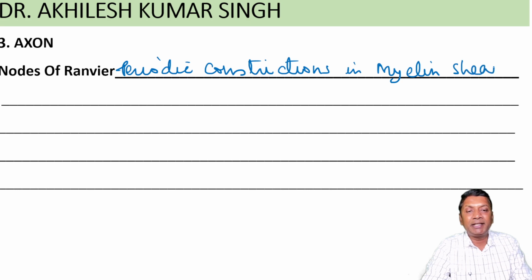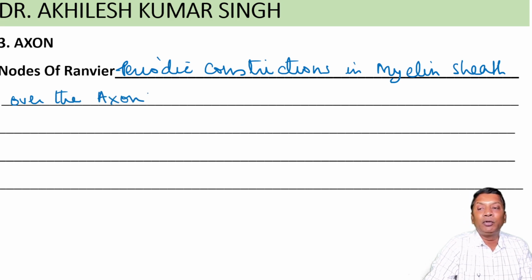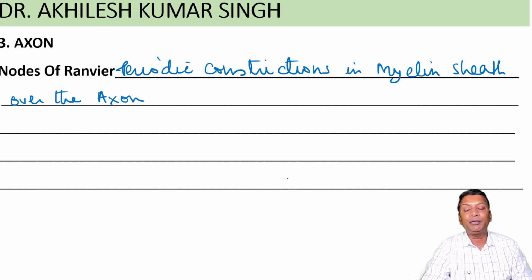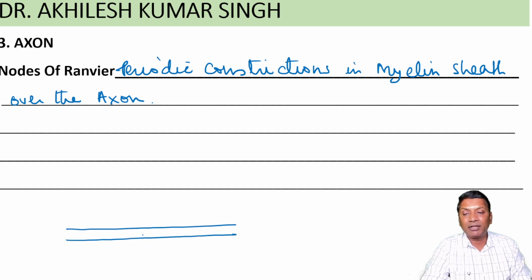and this myelin sheath is present where? This myelin sheath is present over the axon. So remember, in the exam it is asked, where are the nodes of Ranvier present? So the answer is on the axon, right? If I draw the diagram again, suppose this is the diagram showing the axon, and this is the myelin sheath formed by the Schwann cell.